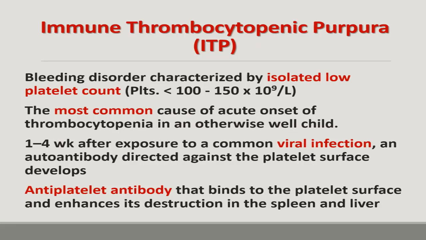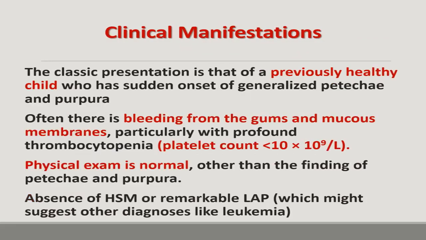Usually, the patient gives a 1 to 4 weeks history of exposure to a common viral infection or flu-like illness or upper respiratory infection. As a result of that, he will develop an autoantibody directed against the platelet surface. And this anti-platelet antibody will bind to the platelet surface, enhancing their destruction in the liver and spleen.